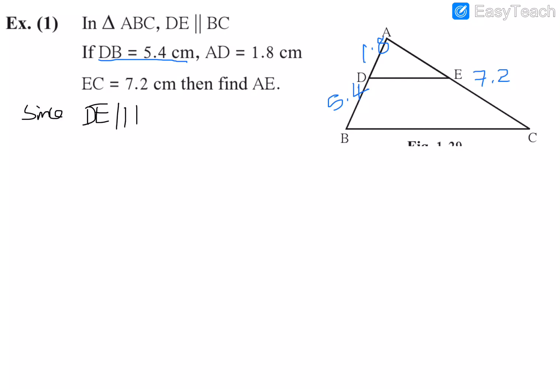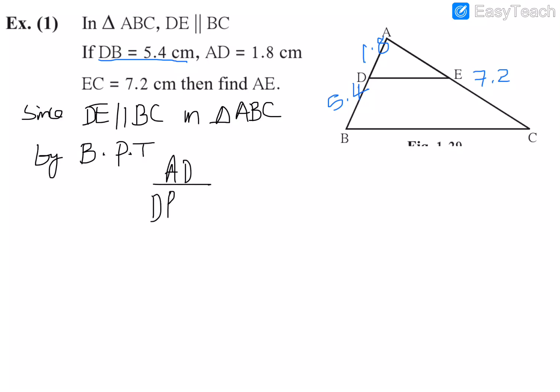since DE is parallel to BC in triangle ABC, by the basic proportionality theorem, I am writing it in short, BPT, we can write the ratio of their sides, the corresponding ratios of sides from intersecting points will be equal, that is AD by DB equal to AE by EC. So we can put all the values in this equation.